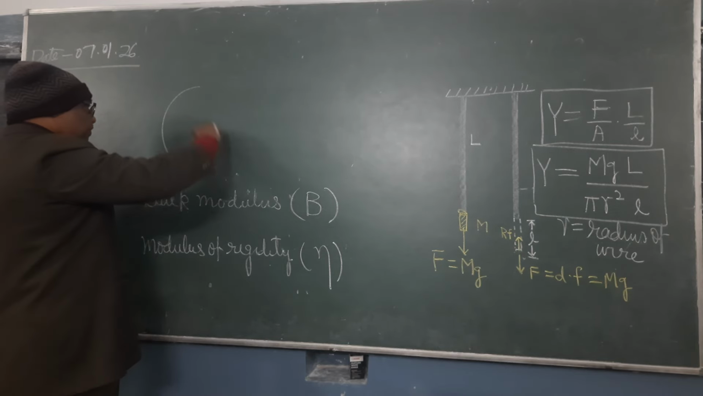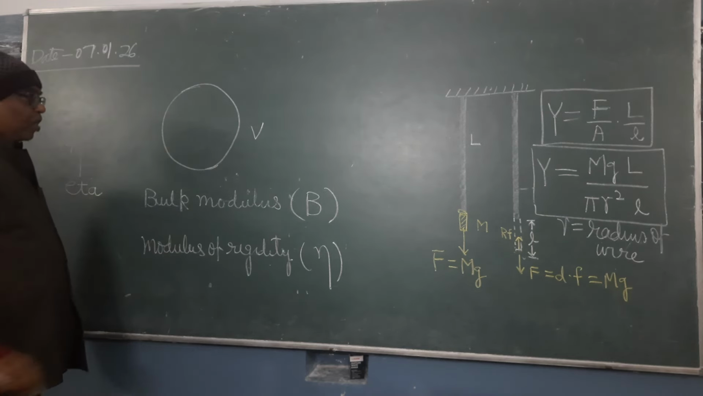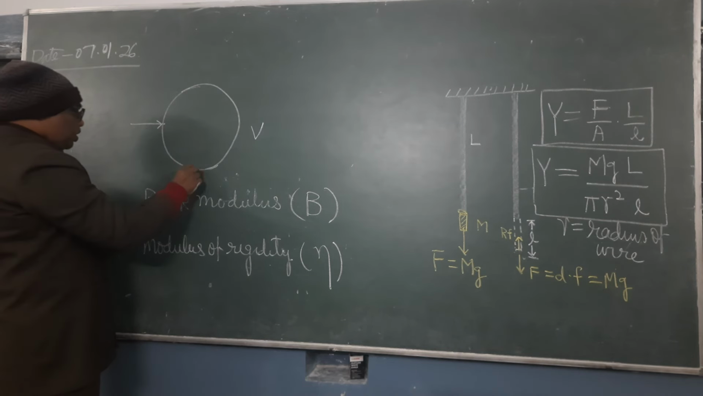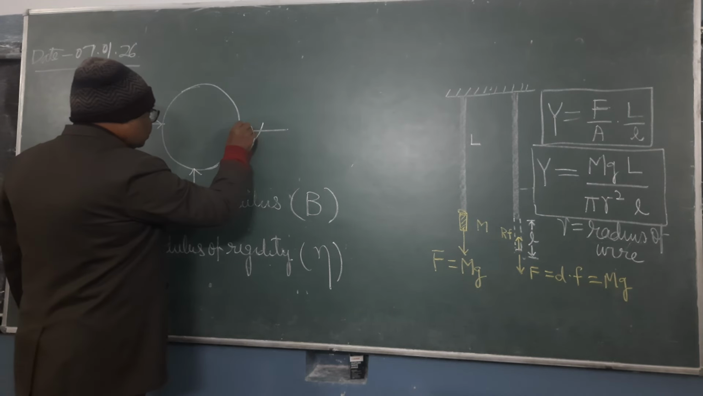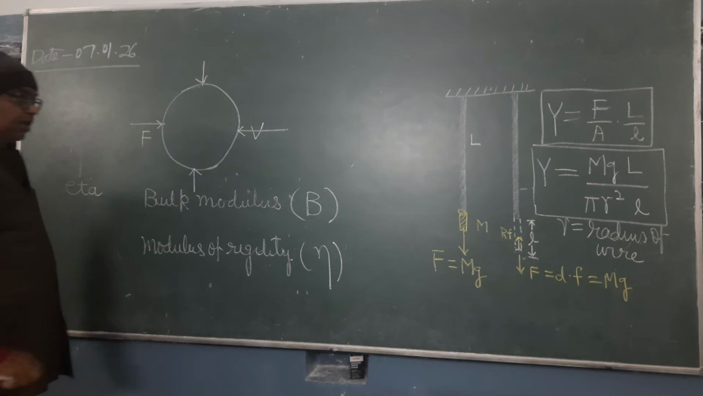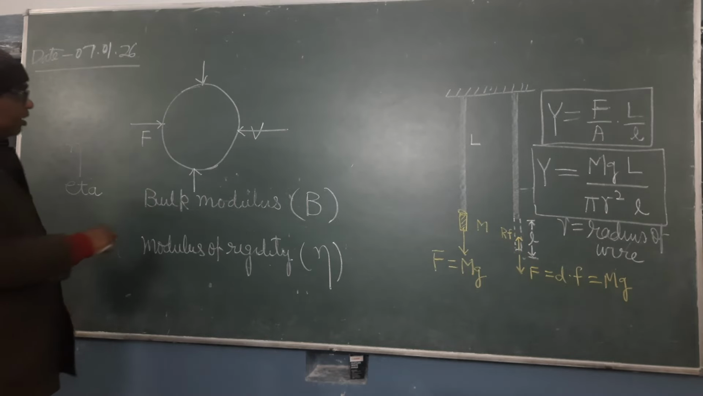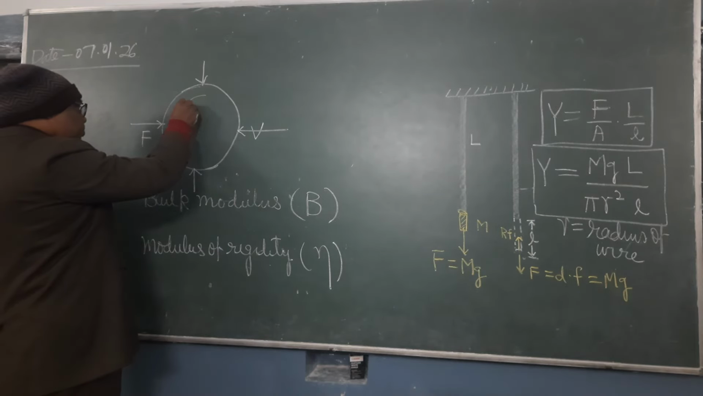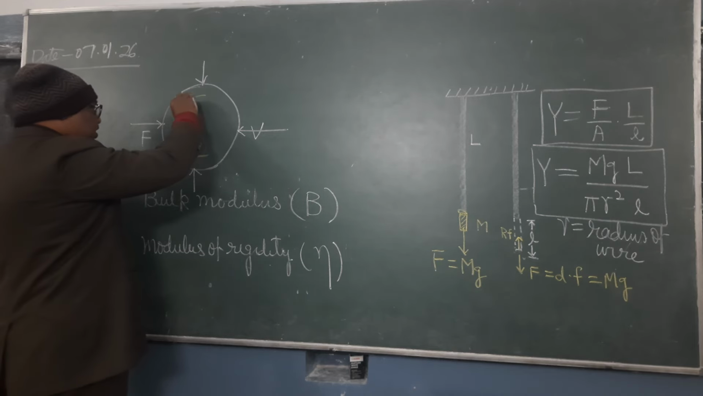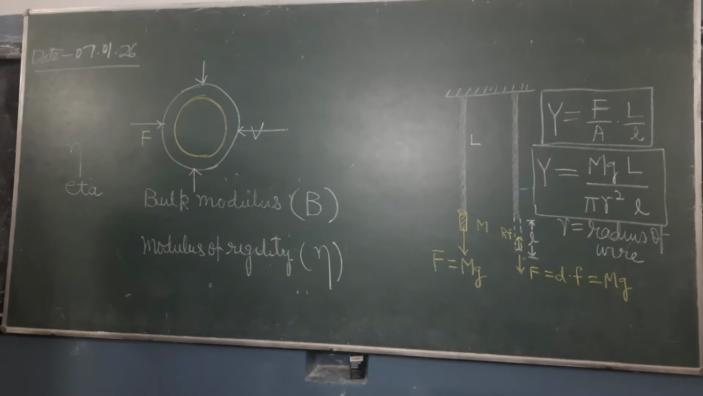Now here this is a spherical body whose volume is capital V. Now if we apply force uniformly from all the directions, capital F force has been applied uniformly from all the directions. What will happen? Its shape will not be changed, only the size will be changed. It will be slightly compressed. कुछ compress होगी, बहुत अधिक नहीं compress होगी.